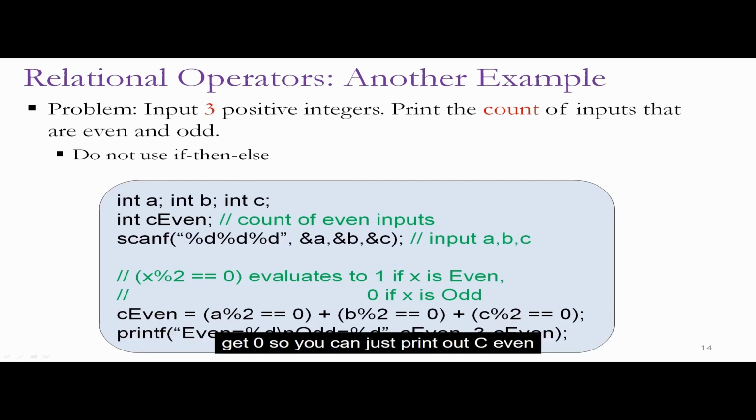So you can just print out C even as the number of even numbers that were input, and you can print 3 minus that number as the number of odd values that were input. So this is a nice way of combining relational and arithmetic operators to do something interesting.